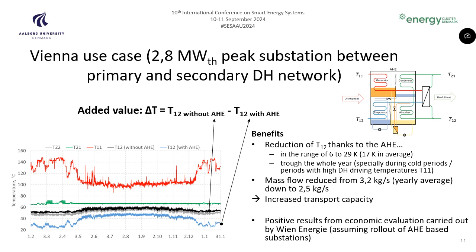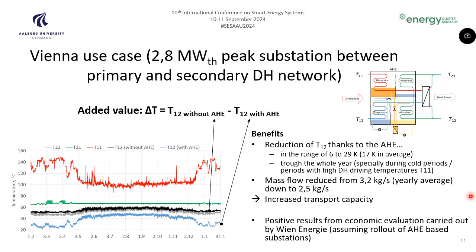On this slide, we present the main results of our simulation. The black line represents the return temperature of the primary side in the original setup without the absorption heat exchanger. The blue line shows the return temperature when the absorption heat exchanger is implemented. The key benefit is evident from the difference between the two temperatures. The absorption heat exchanger can reduce the return temperature on the primary side significantly. The temperature reduction is in the range of 6 to 29 degrees, 17 on average.